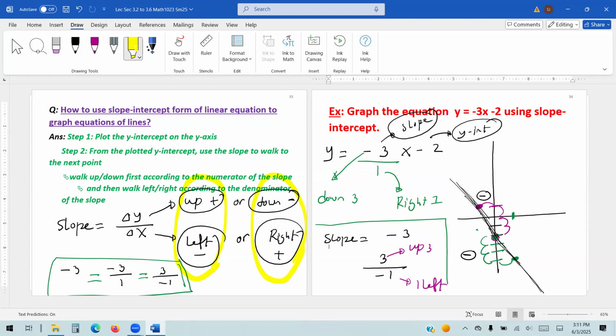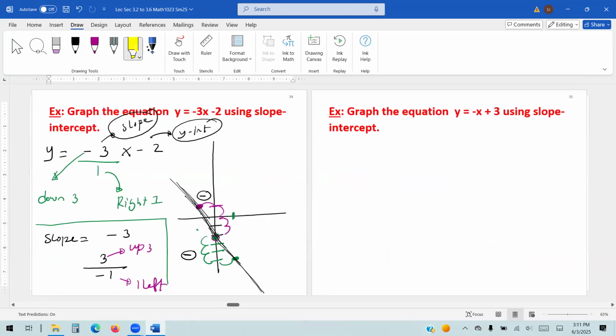You try one. Graph this line using slope and y-intercept.